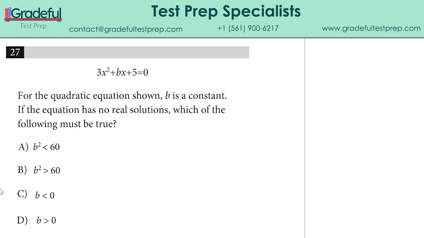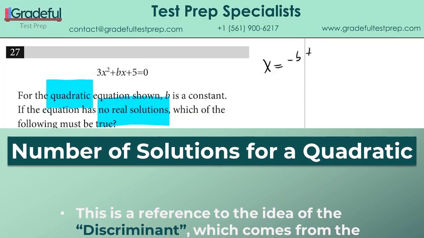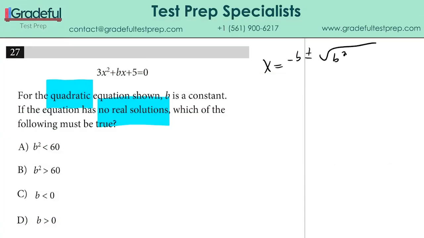Question 27 is something that has a really important reference that you should be able to catch on any SAT that you do. The idea here is that we have a quadratic equation and we're talking about the number of solutions for that equation. And when you're talking about the number of solutions for a quadratic, you're talking about the discriminant. Now the idea of the discriminant is the idea that if we use the quadratic formula to solve an equation like this, which is totally allowed, then there are 3 ways it could work out.